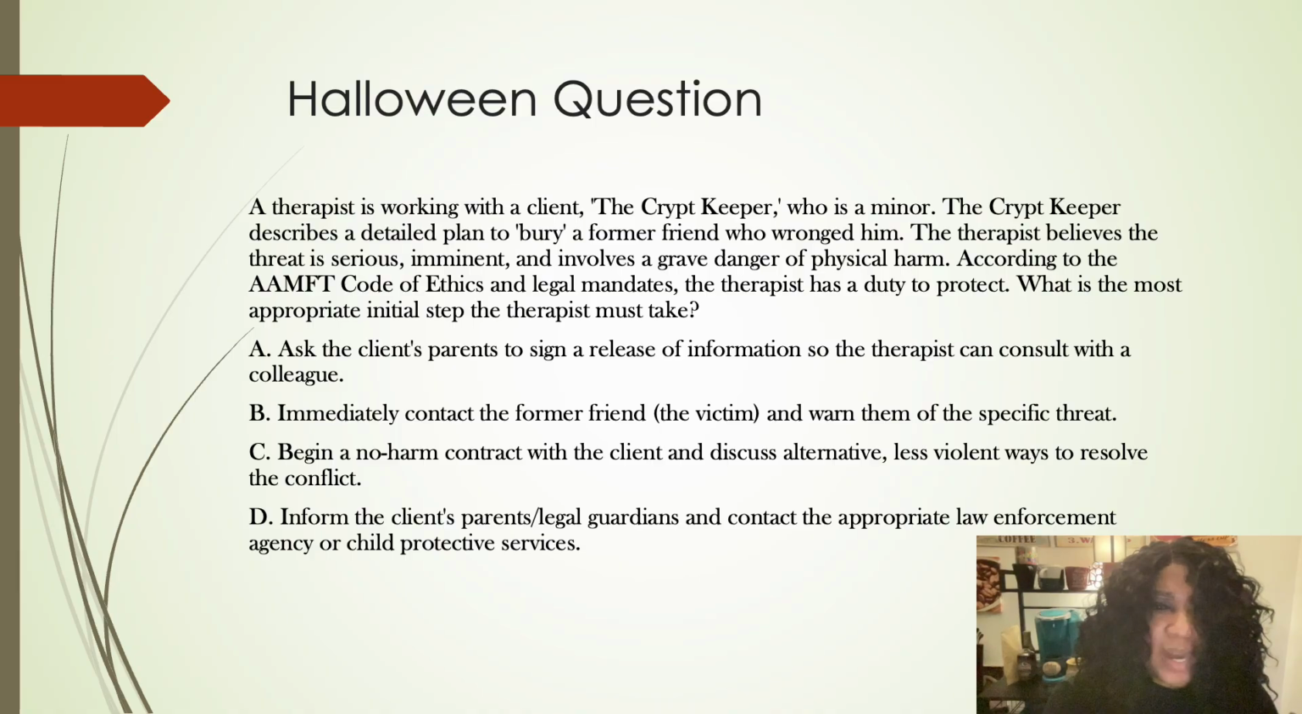I think I skipped B. Why did I skip B? B says immediately contact the former friend. Oh yes. So this answer here: immediately contact the former friend who is the victim, right, and warn them of the specific threats. The issue with B is that it's not enough protection, and the duty to warn and duty to protect go hand in hand with each other. You can't have one without the other.